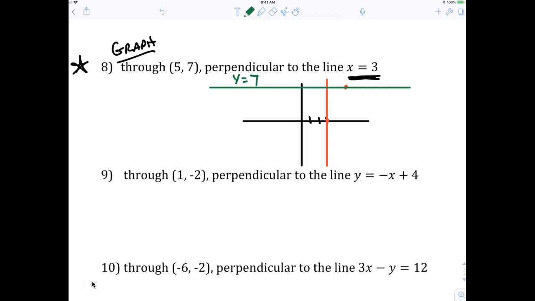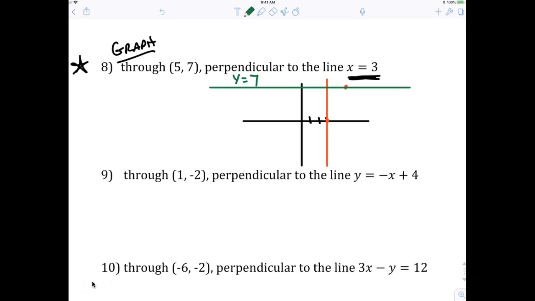Wait, but you really need to graph it out though? No, you don't really. That was just to show you, to make sure that you understood it. If you understand what I'm saying, if you're perpendicular to a vertical, you must be horizontal. So you should be able to say, I just know that's y equals 7. If it's vertical, it's x equals. Vertical is always x equals, so make a note of that. And y equals is always horizontal. Everybody good with this?